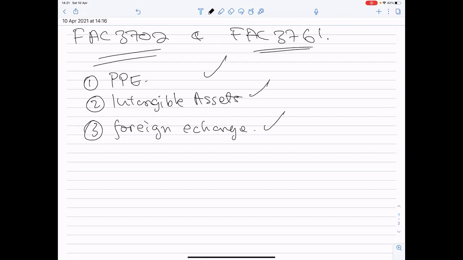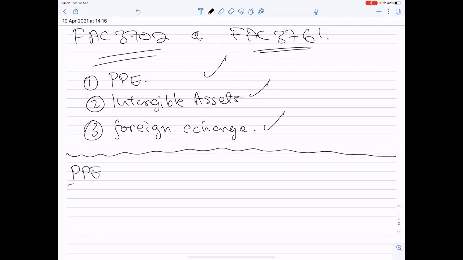So you notice that we are going to finish our syllabus very, very fast. It is the easiest of all the accountings that you can ever see in life. But anyway, let's start with the first topic, property, plant, and equipment.